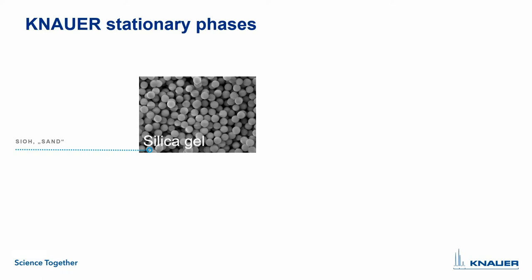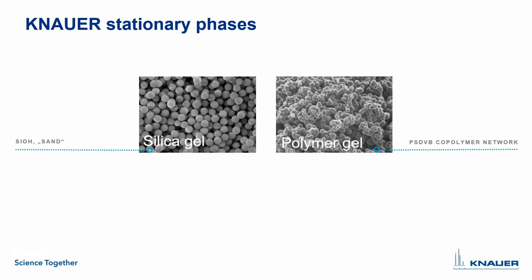The other material that we also offer is a polymer gel. So this looks a little bit different. It is a copolymer network. In our case, it's polystyrene divinyl benzene copolymer. And you see these are also spherical particles, but they are polymerized. So it's a little bit different, and you can also imagine that the chemical characteristics differ a lot from silica gel.